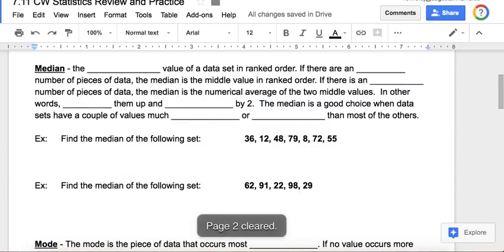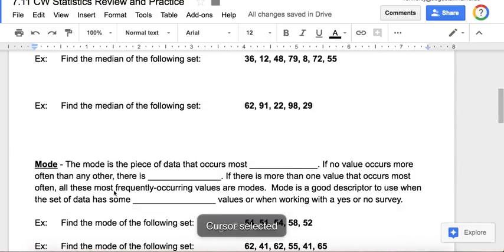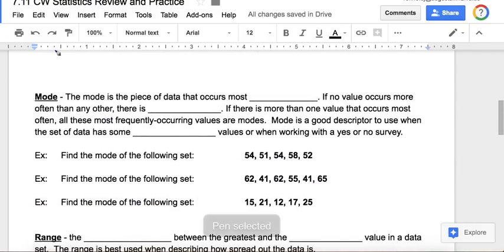Okay, so now the mode is the piece of data that occurs most often. And here's how I remember it, MO, most often. If no value occurs more often than any other, there is no mode. So if you don't see any of the numbers repeating, there is no mode. If there is more than one value that occurs most often, all of these most frequently occurring values are modes.